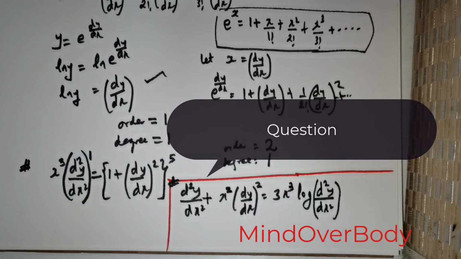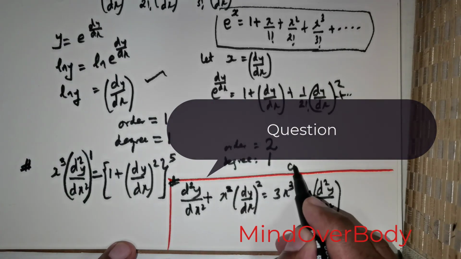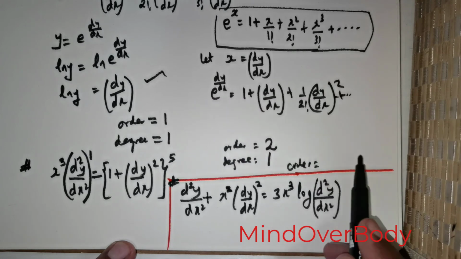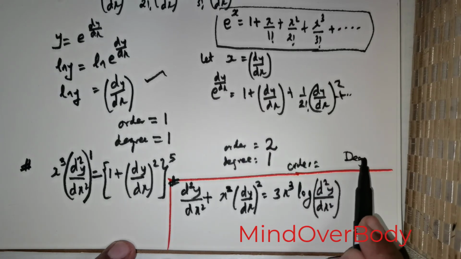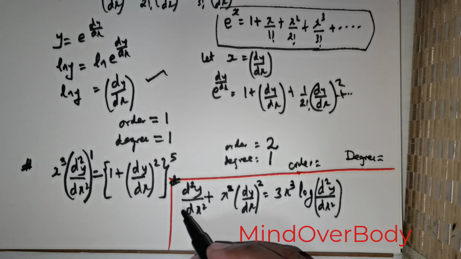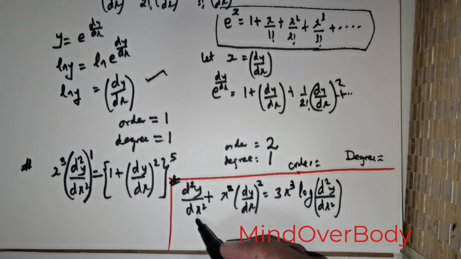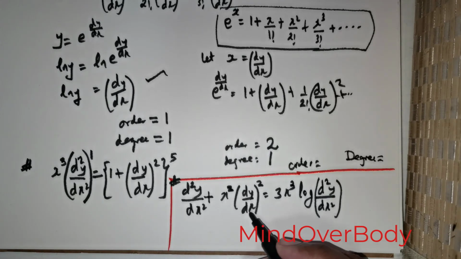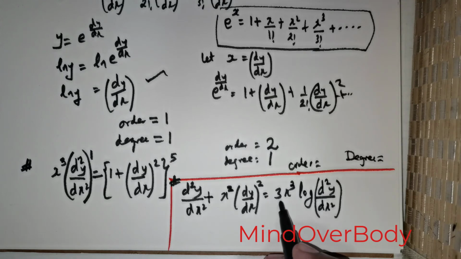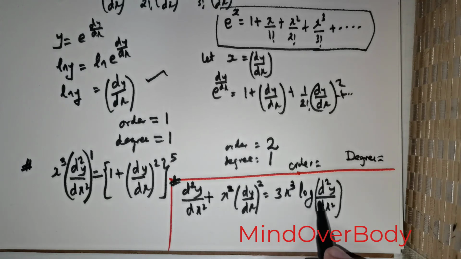So we got this question. We are expected to find the order and the degree. The question is d squared y over dx squared plus x squared times (dy over dx) raised to the power of 2 is equal to 3 times x cubed times log of d squared y over dx squared.